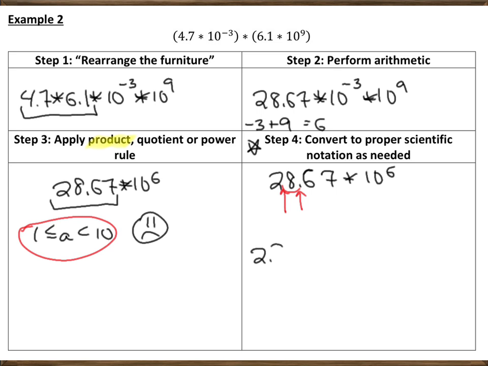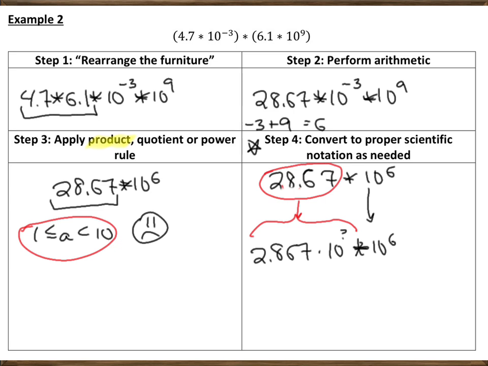So this is going to be 2.867 times 10 to the something power. Then I'm going to bring this down as 10 to the 6th. I'm not really messing with that. Hopefully this makes sense. We're treating 28.67 as just a problem inside a problem. We're converting 28.67 to 2.867 times 10 to the something power. So let's think about what this exponent should be.